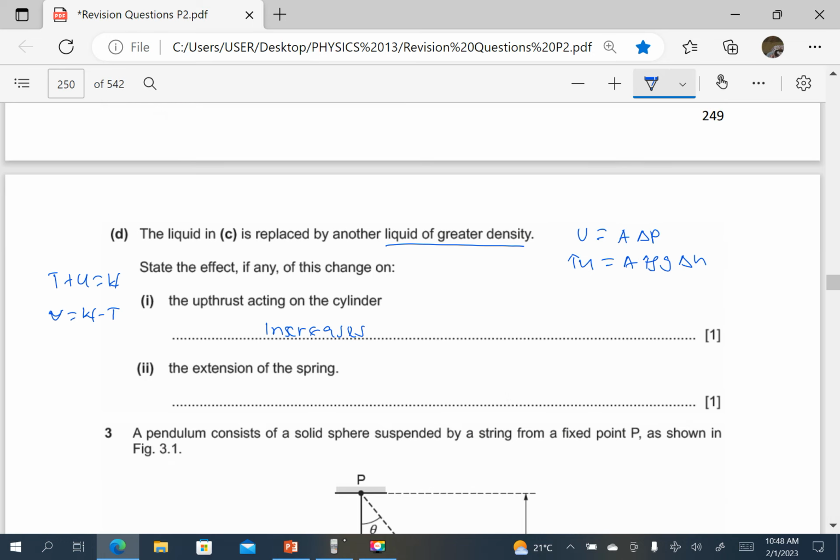Then the extension of the spring. So it means we need to go back and look at T. From this part, we see that T is equal to W minus U, making T the subject. T is weight minus upthrust. We have seen that the upthrust has increased, but W does not change. If the upthrust increases and W does not change, it means this difference becomes smaller. Therefore, the tension decreases. But remember tension is k times extension. If the tension decreases, it means the extension also decreases. Therefore, the extension in the spring decreases.